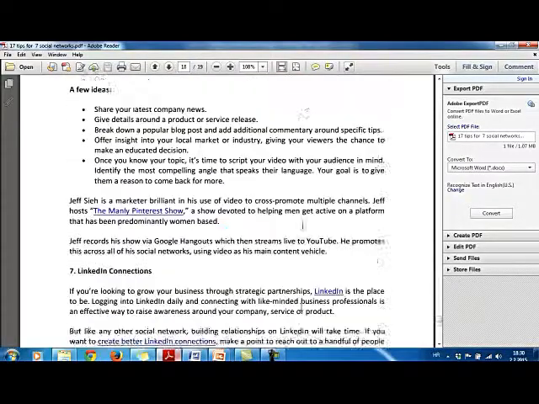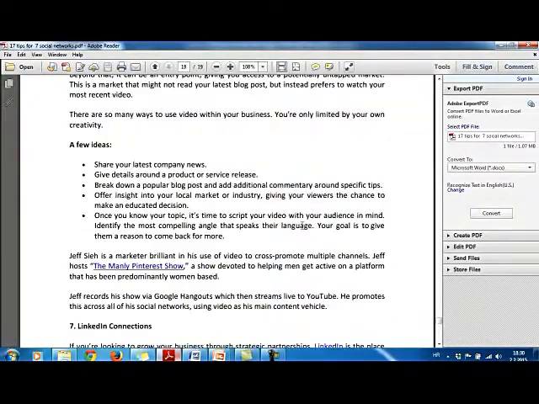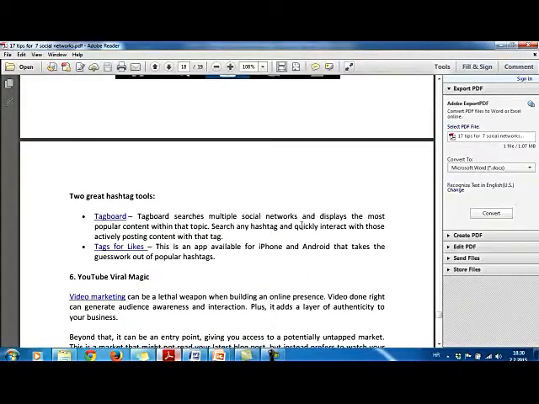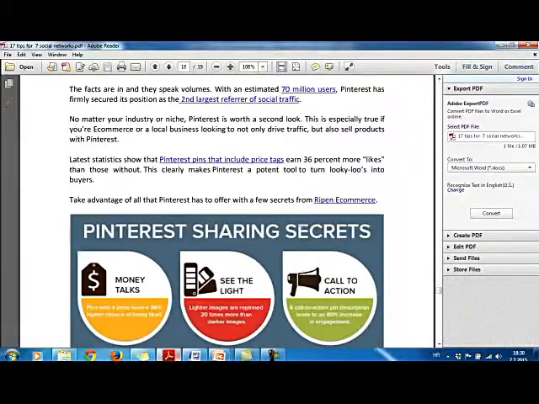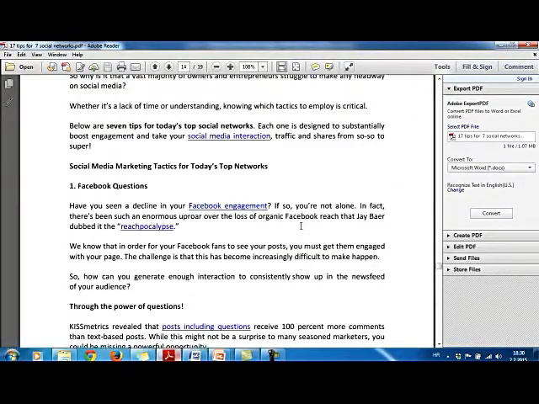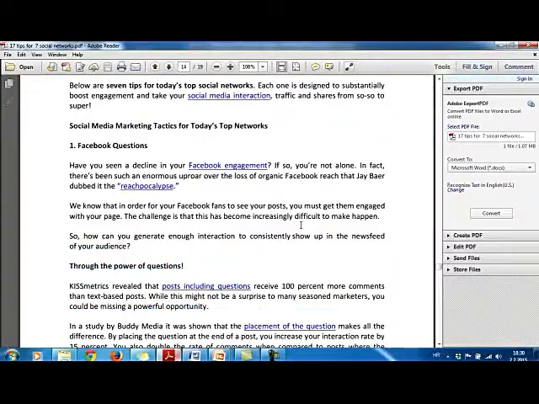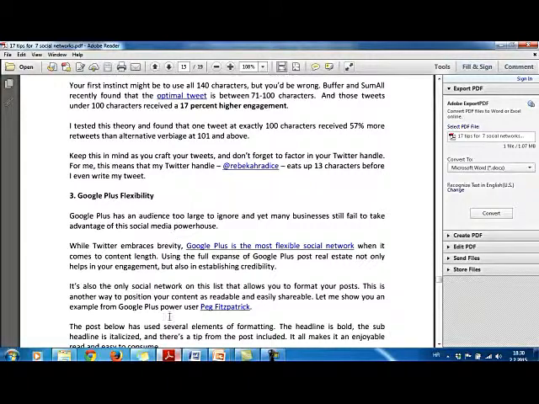I just want to see which social networks I have, I forgot which 7. So this is LinkedIn, YouTube, Viral, Instagram, Pinterest, Twitter, and of course Facebook first. There are tactics for how you can use them. Let's see in the end.